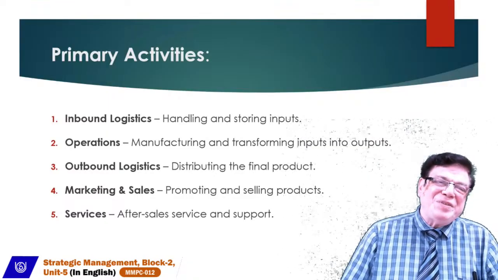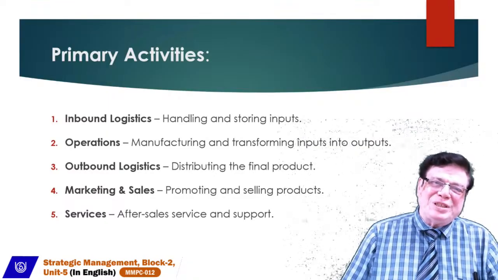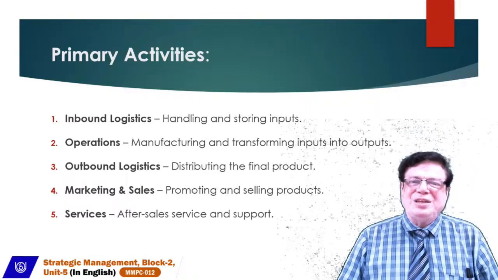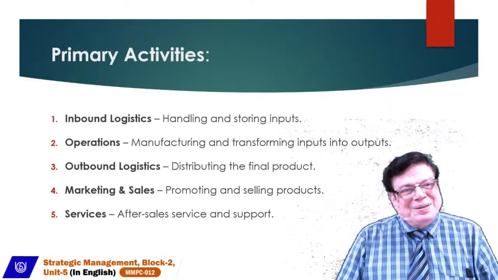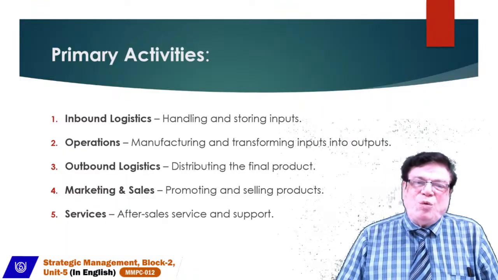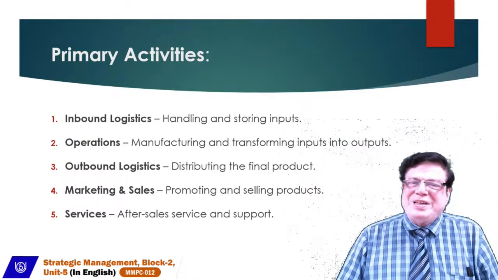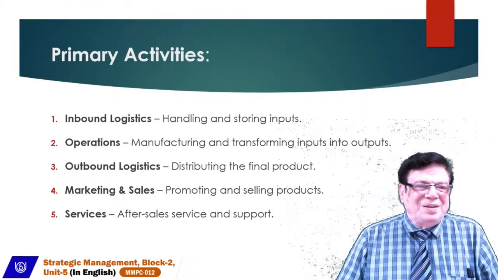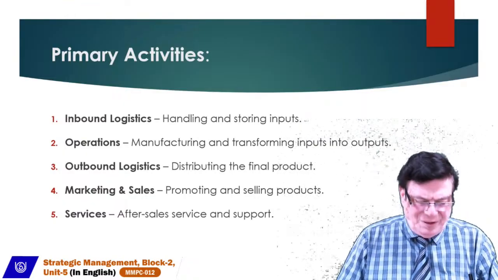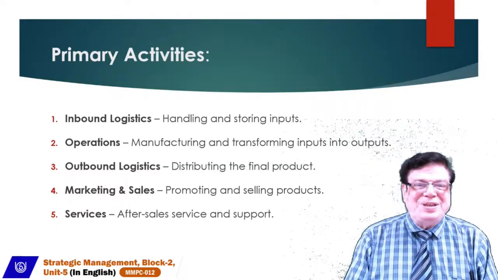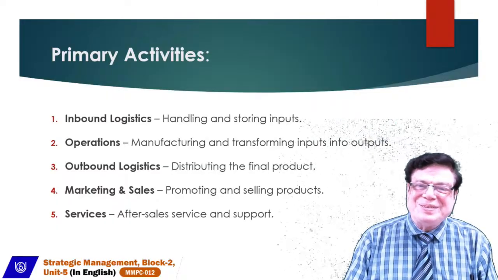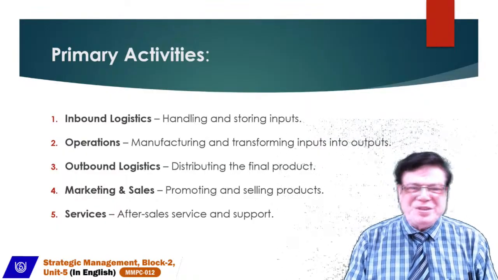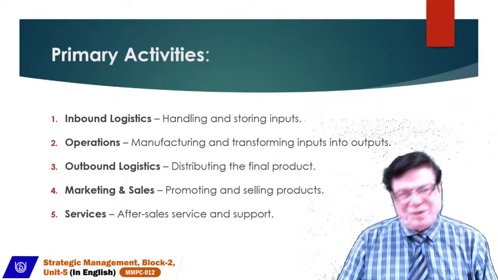So primary activities of a company are inbound logistics. Inbound logistics means handling and storing inputs, raw materials, etc. Then operations, manufacturing and transforming inputs into final products, that is outputs. Then outbound logistics, that is distributing the final product. Then marketing and sales, promoting and selling products. Then services, after-sales service and support.